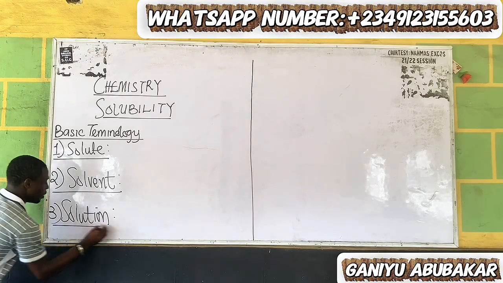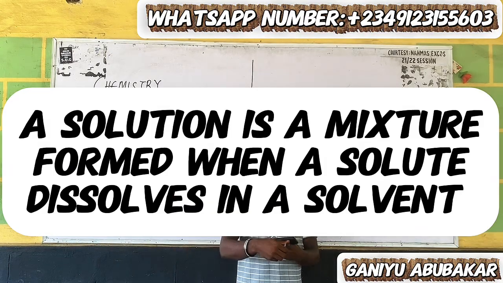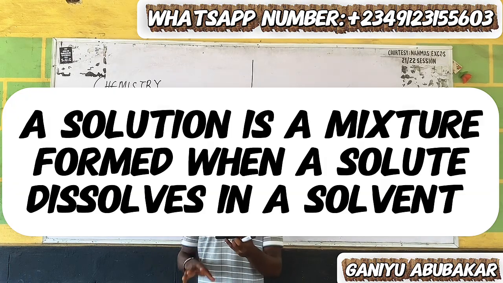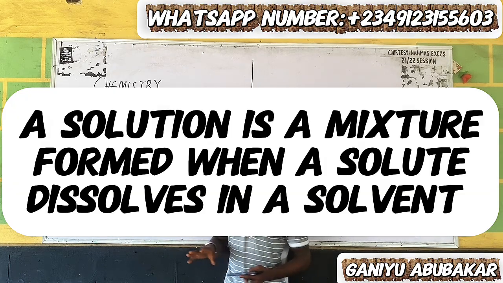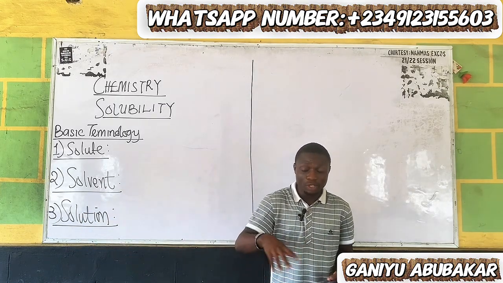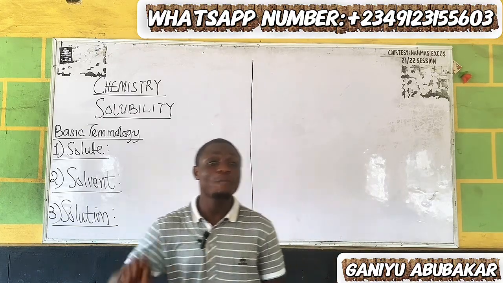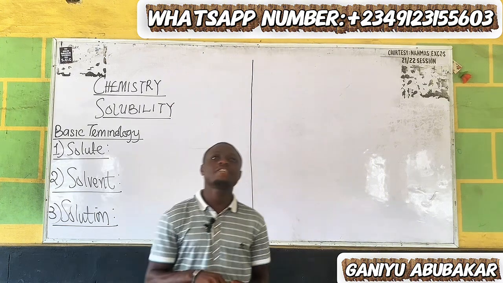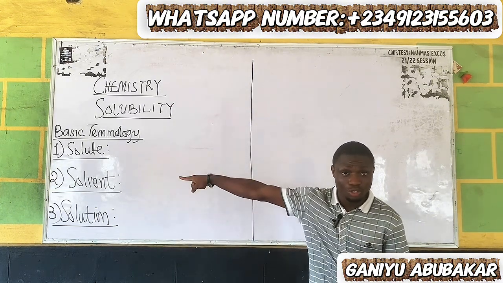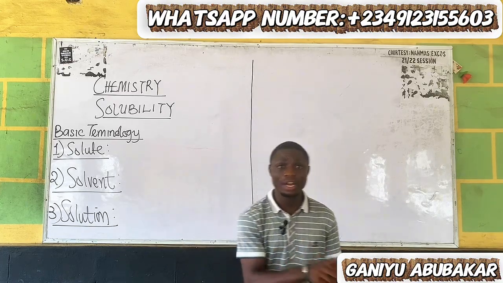So the third term there is called solution. What's a solution? A solution is a mixture formed when a solute dissolves in a solvent. That's all. If my sugar dissolves in my water without seeing anything, it dissolves, it disappears, it means that thing will form a solution. For instance, if I have a chalk ground up, chalk is a solute, water is my solvent. If I combine my ground chalk with water, what will happen?